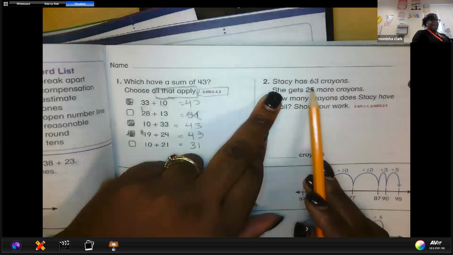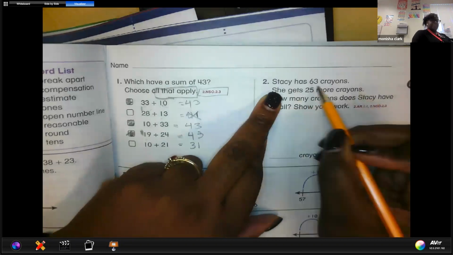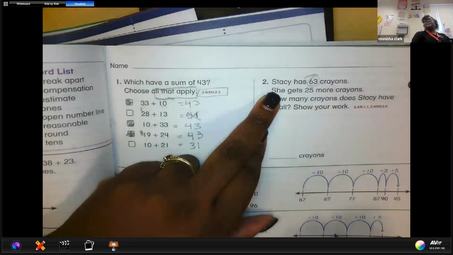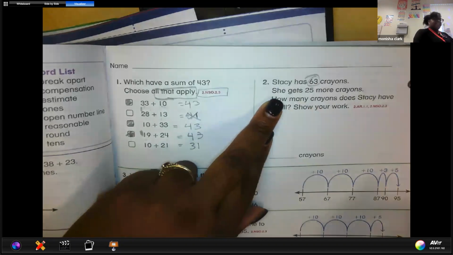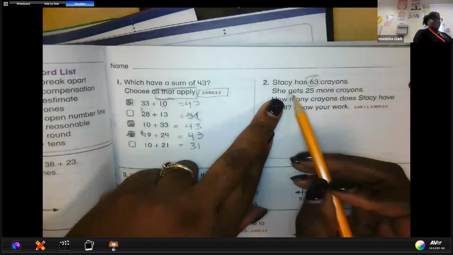Okay, now let's read this next problem. Stacy has how many crayons? Go ahead and circle that 63. She gets how many more?